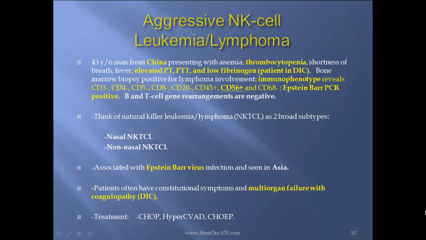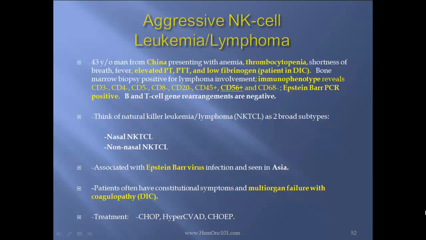Aggressive NK cell leukemia lymphoma. Case report: 43-year-old man from China, presenting with anemia, thrombocytopenia, shortness of breath, fever, elevated PTT, low fibrinogen, basically a patient in DIC. Bone marrow biopsy for lymphoma involvement. Immunophenotype reveals CD3 negative, 4 negative, 5 negative, 8 negative, 20 negative, 45 positive, very important, 56 positive, that's an NK cell marker, and CD68 negative.